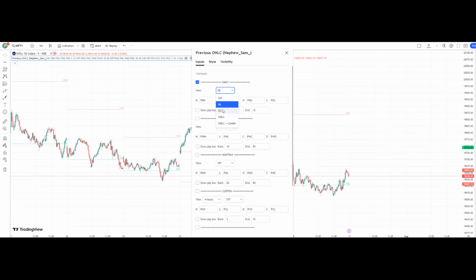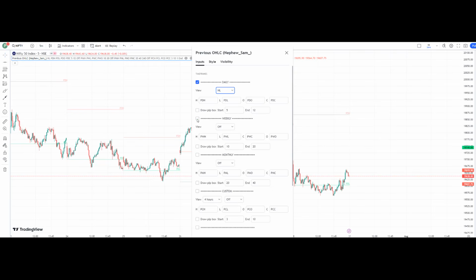HL is high and low. OC is open and close. OHLC is open, high, low and close. Okay. So we want to view only the high and low. Why high and low? Because high and low will act as the support and resistance. Okay, so we have checked this.